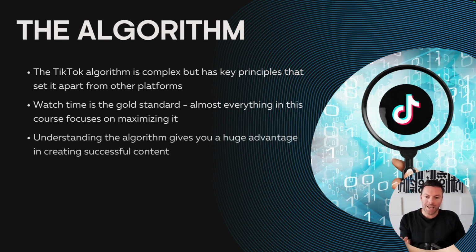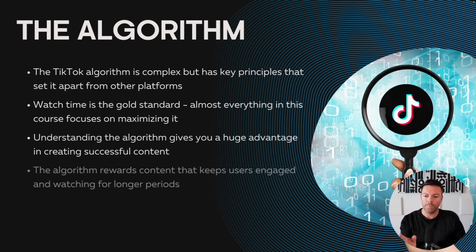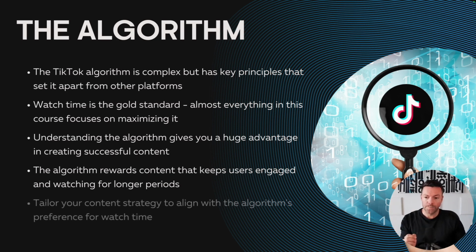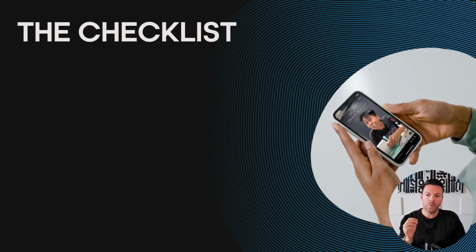You also want to understand that the algorithm gives you a huge advantage in creating successful content by focusing on watch time. It also rewards content, again, that keeps users engaged and watching for longer periods of time. And we're going to show you exactly how to do that. You're going to tailor your content strategy to align with this algorithm and its preference for watch time. And then we're going to give you a checklist.